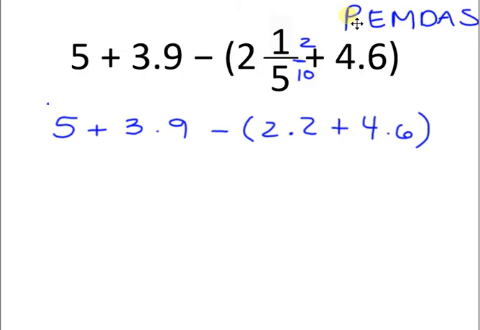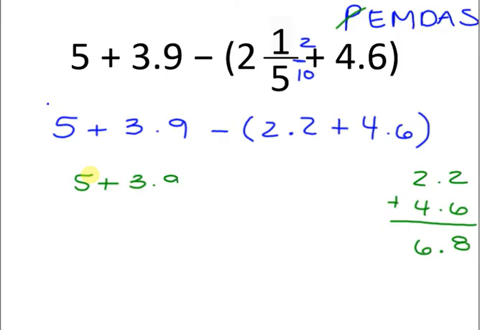Okay, so I do have parentheses I need to take care of first, so let me go ahead and do those. I have 2.2 plus 4.6, so 2 plus 6 is 8. My decimal lined up. 2 plus 4 is 6. Let me rewrite the problem. Okay, so I've taken care of my parentheses. I don't have any exponents. I don't have any multiplication or division. So now I need to do addition and subtraction in order from left to right.